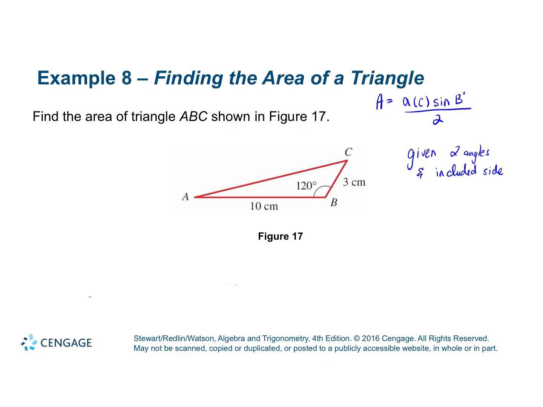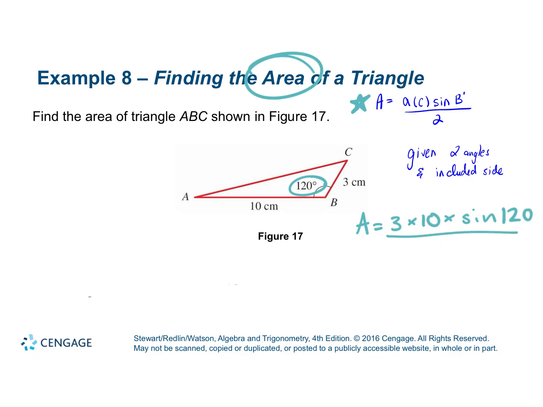So looking at the last page, it says find the area of a triangle. So our area formula is going to be this here, where we have 2 sides times the sine of the angle divided by 2. So we just multiply the sides. It doesn't matter which side's your A or your C, so you're just multiplying them together. So 3 times 10 times sine of the angle. Whatever your angle is, that's what you're taking the sine of. So sine of 120 over 2.